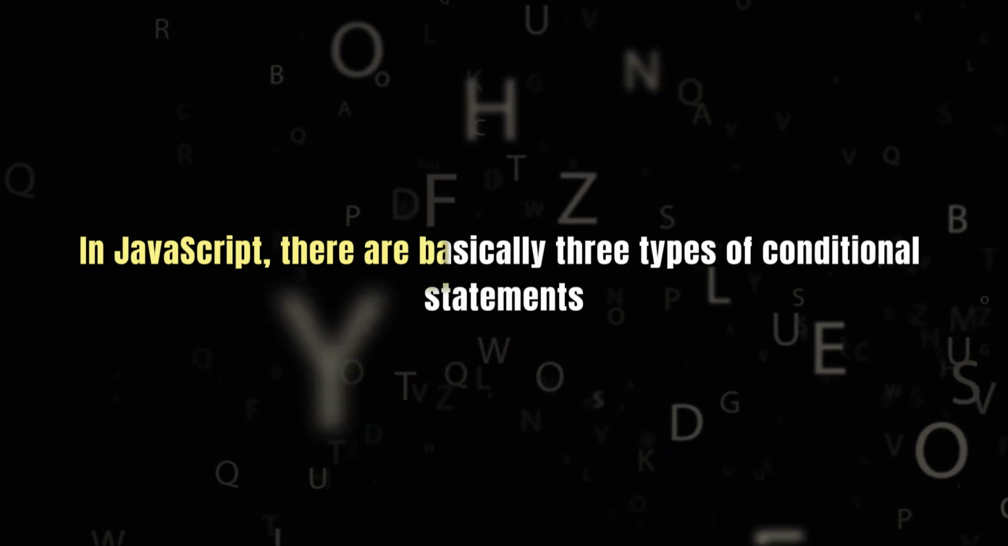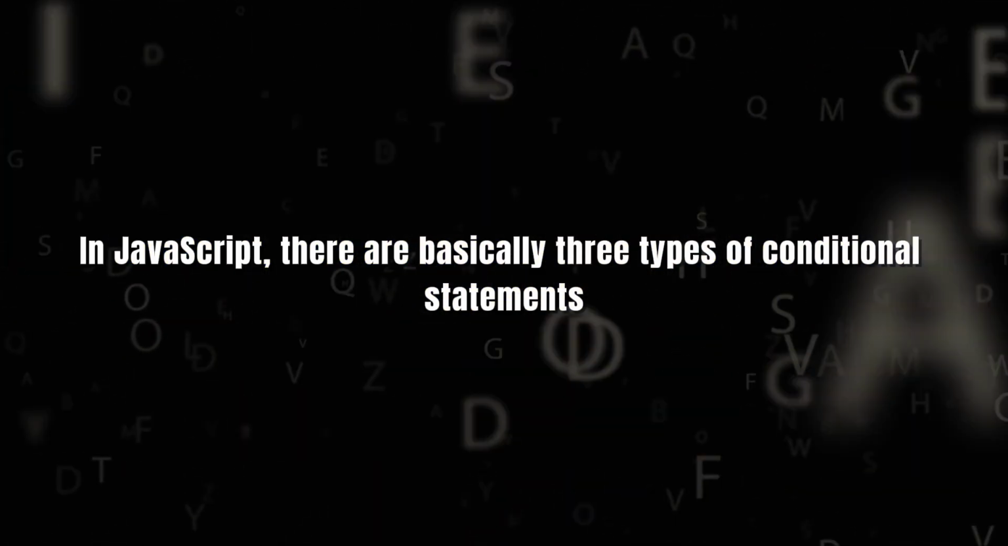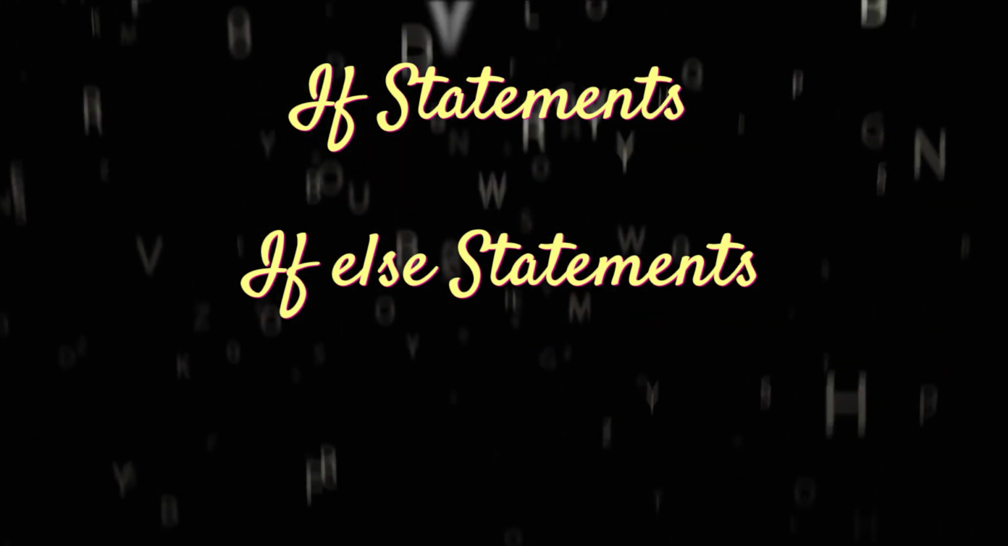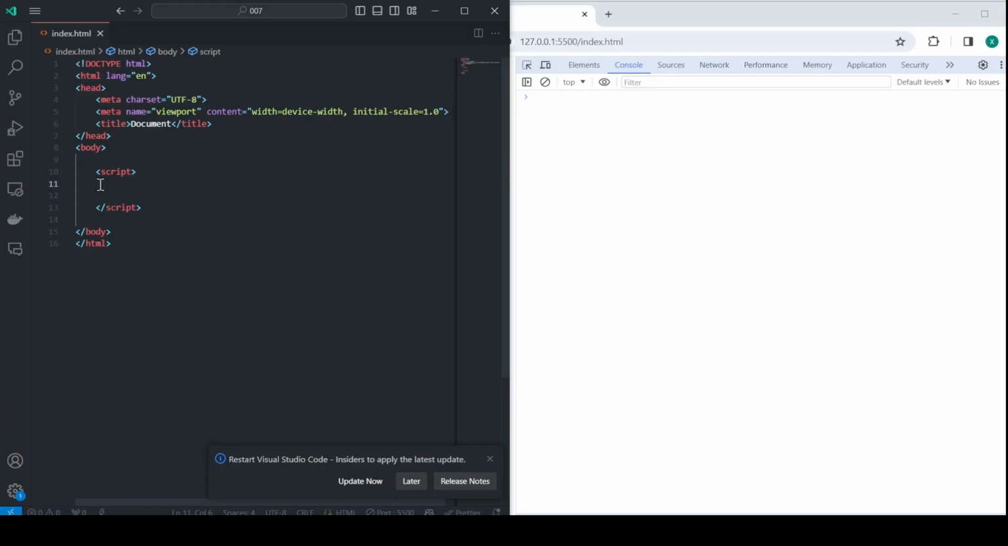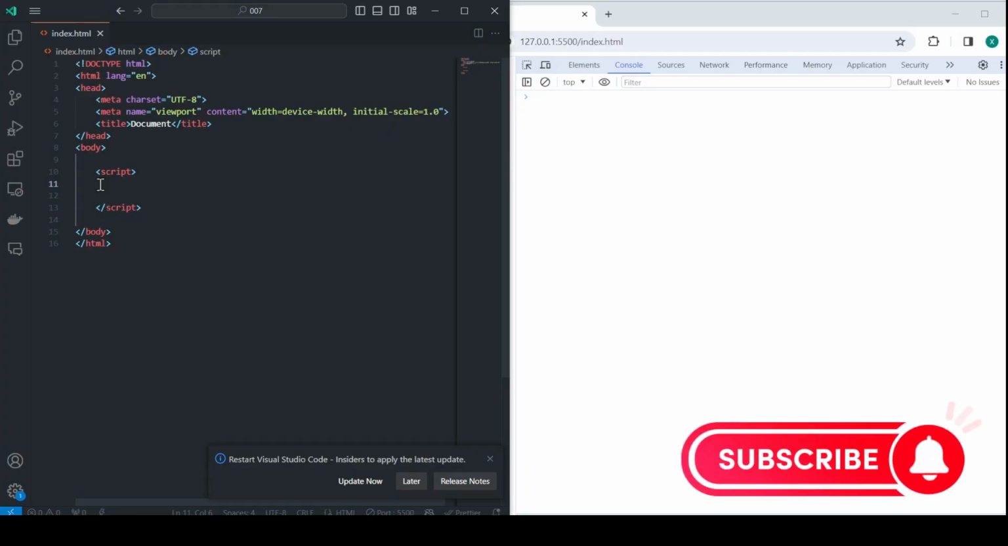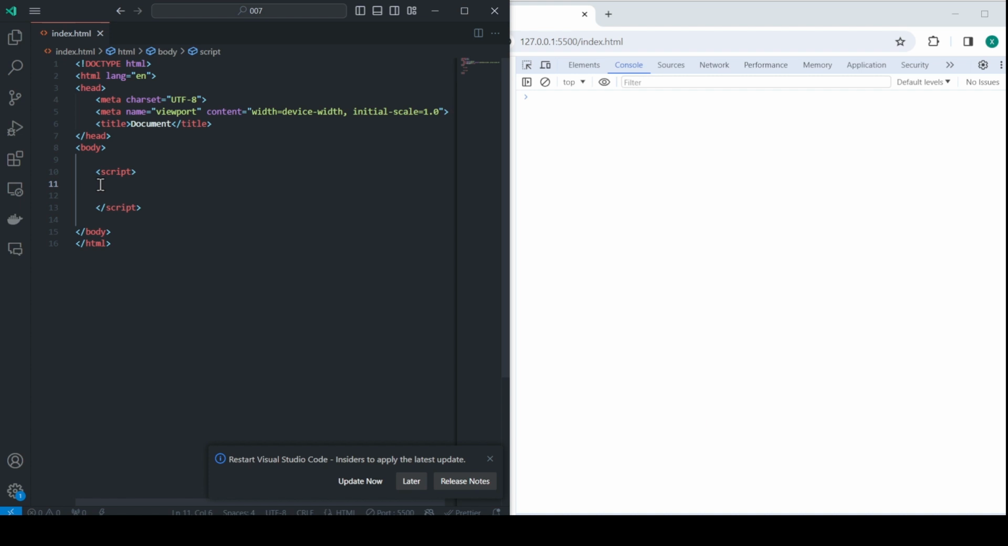In JavaScript, there are basically three types of conditional statements: if statements, if else statements, and switch statements. First, let's look at the if statement. It allows you to execute a block of code if a specified condition is true. For example, let's take a variable x is equal to 10.